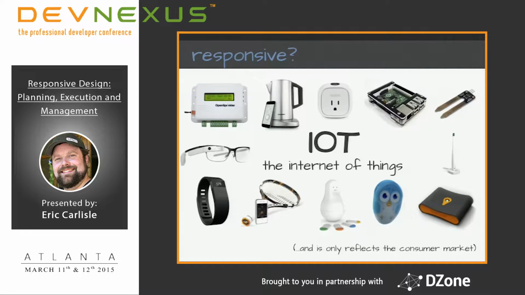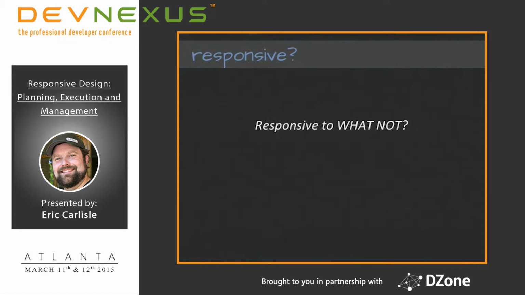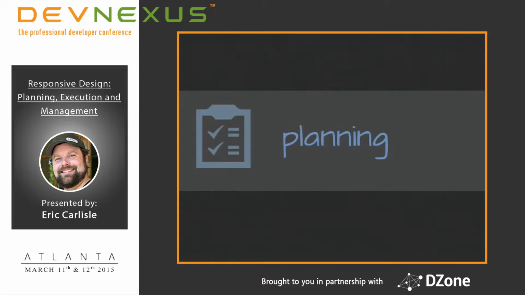So you may be thinking, okay, I've got this little Fitbit watch, I'm not going to make a responsive device on that, but what's the device that you're going to pair it with? Well, your phone, anything. So that's another reason why responsive is just so incredibly pervasive. So I say to myself, responsive to what not? And it's really the case. Once again, it's not about screen size anymore, and there are so many different applications.